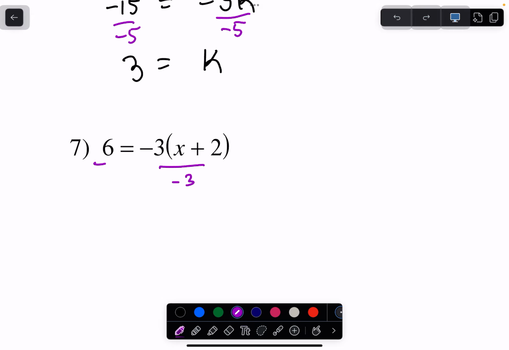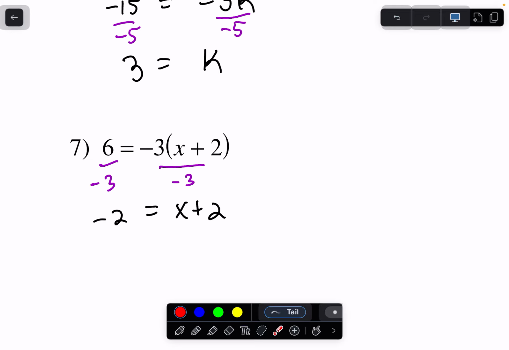Let me make that look nicer. So if I were doing it, I would divide off the negative 3. And then 6 divided by negative 3 is negative 2. And then the parentheses drop down. It doesn't matter if you write the parentheses, but the 3's cancel, the negatives cancel, so we're left with that quantity. And since it's all by itself, you don't need the parentheses anymore. And then we just subtract off 2. So we get that x is equal to negative 4. So that's a legitimate way to do that problem.